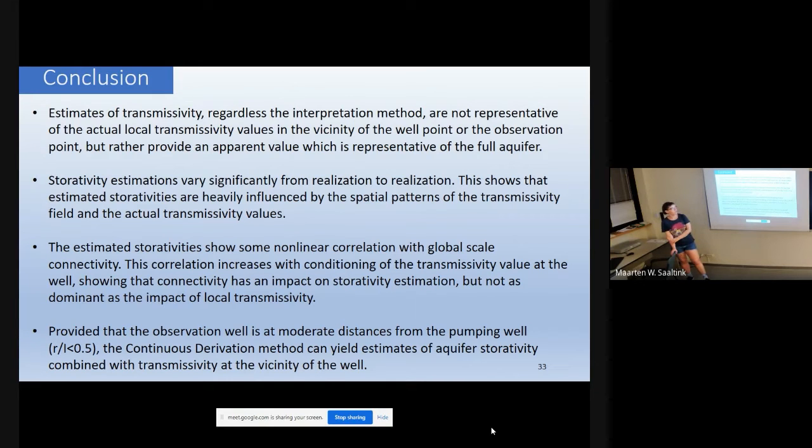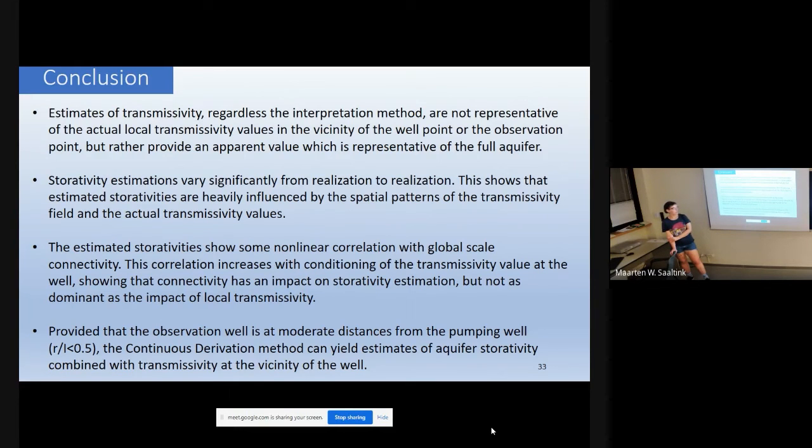And storativity estimations vary significantly from realization to realization, and this shows that estimated storativities are heavily influenced by the spatial patterns of the transmissivity field and the actual transmissivity values. The estimated storativities show some non-linear correlation with the global scale connectivity. This correlation increases with conditioning of the transmissivity value at the well, showing that connectivity has an impact on storativity estimation, but not as dominant as the impact of local transmissivity.